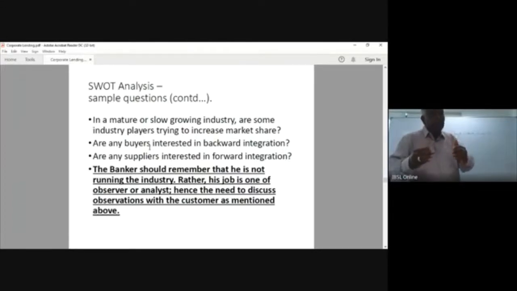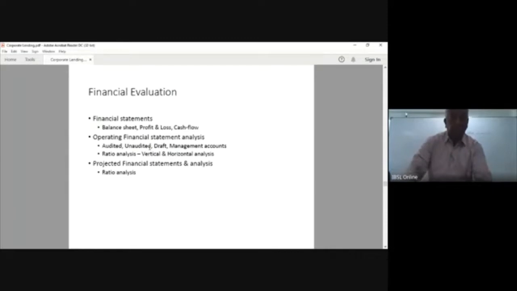Of course, this is a skill you have to develop. So these are some guidelines for you to do the SWOT analysis, and the basic reason for you to identify where your customer is within the industry. And then the financial evaluation.